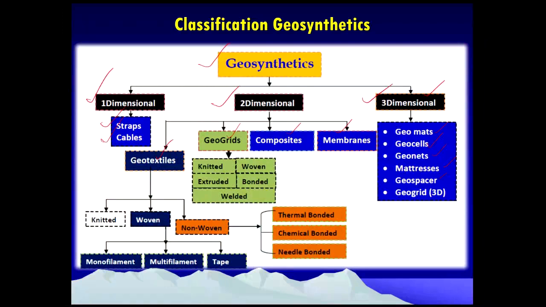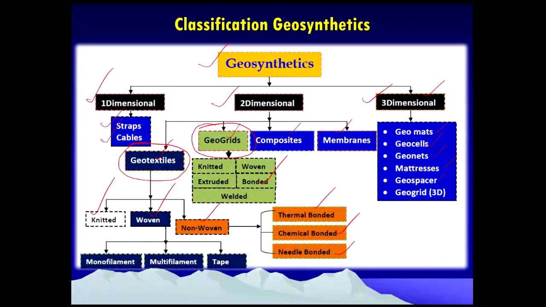From the pavement application point of view, I will mostly be concentrating on these two things: geotextiles and geogrids. Within the geogrid, again, there are classifications: woven geogrid, non-woven geogrid, bonded, welded. You can have knitted and woven geotextiles, and non-woven, which can be thermally bonded, chemically bonded, or needle bonded. This is the broad classification that we can see.